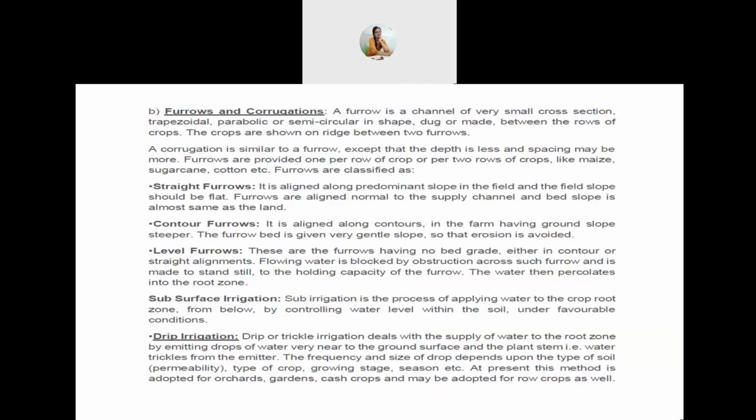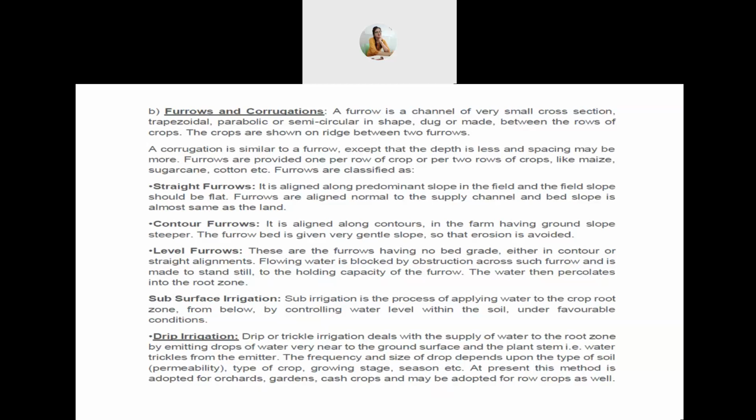Furrows are classified as straight furrows, contour furrows, and level furrows. Straight furrows are aligned along the predominant slope in the field and the field slope should be flat. Furrows are aligned normal to the supply channel and bed slope is almost the same as the land. Contour furrows are aligned along contours in the farm having steeper ground slope. The furrow bed is given a very gentle slope so that erosion is avoided.